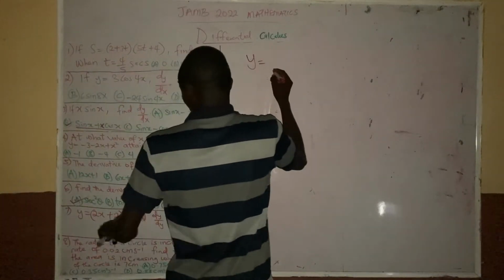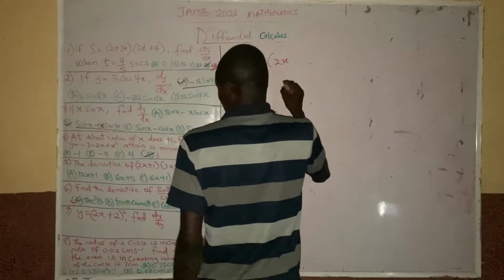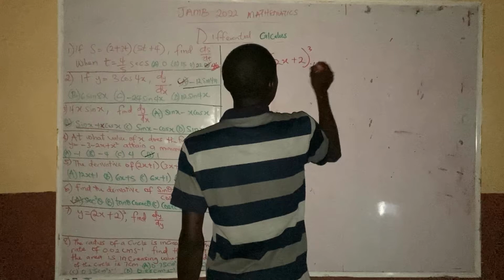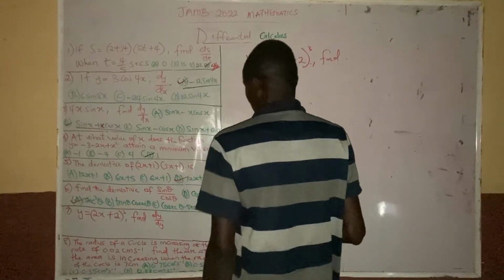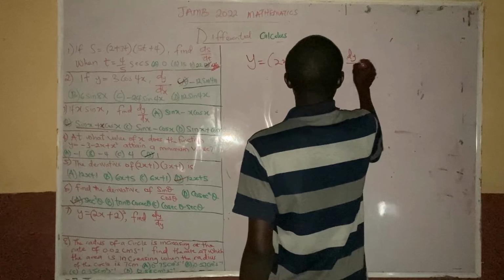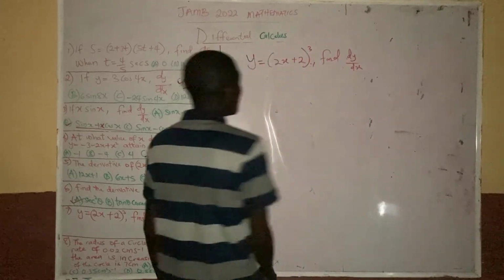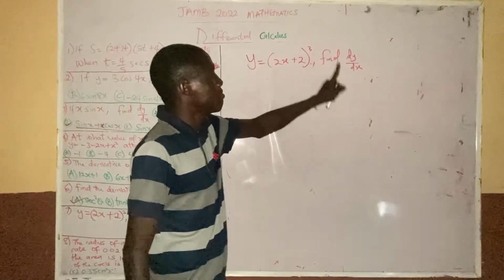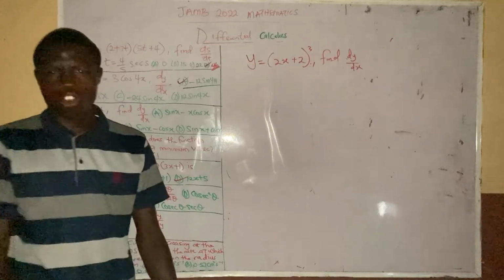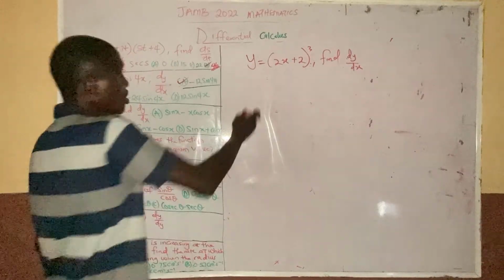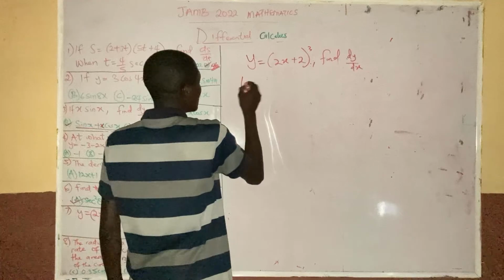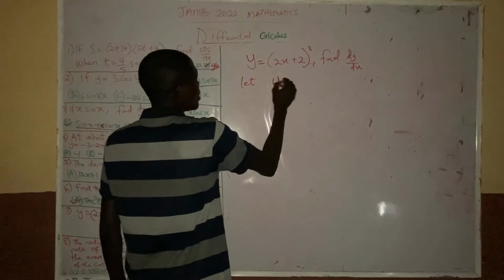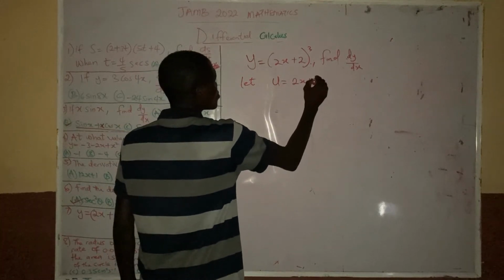So the next question: if y is equal to (2x + 2) raised to the power 3, find dy/dx. Now look at this. We have (2x + 2) raised to the power 3. Find the derivative of y there. Now this is also a function of a function. There is a function here, there is a function here. Just simplify it. Let u equal 2x + 2.